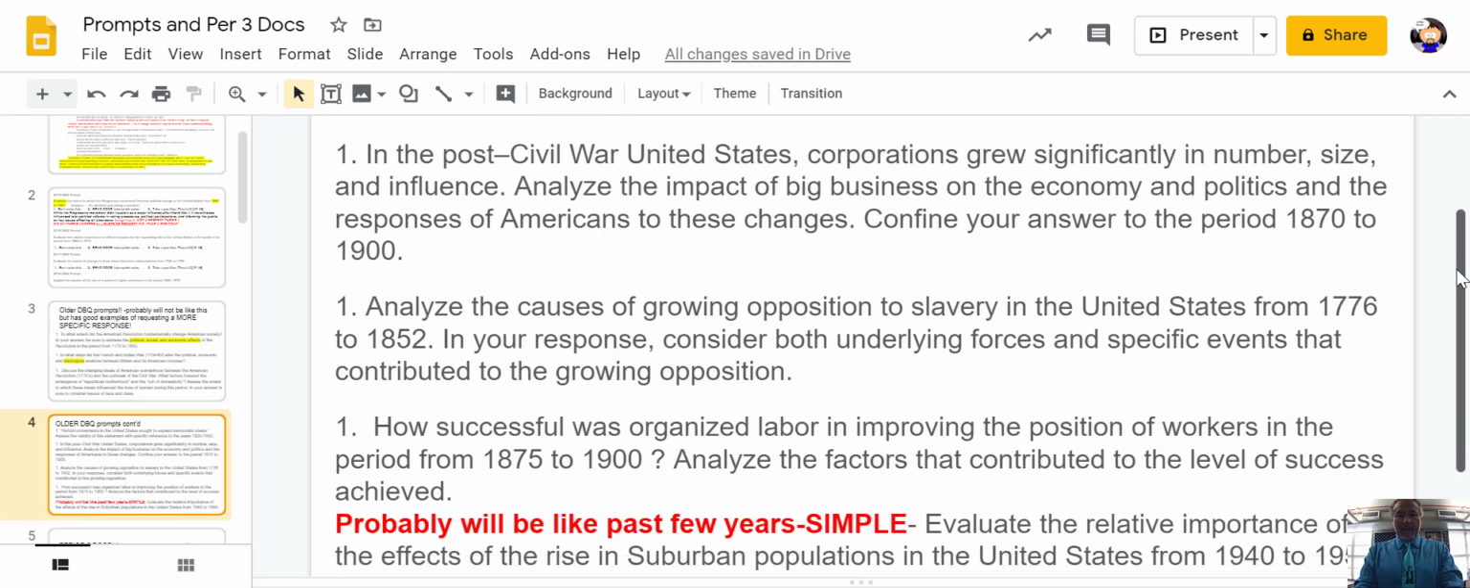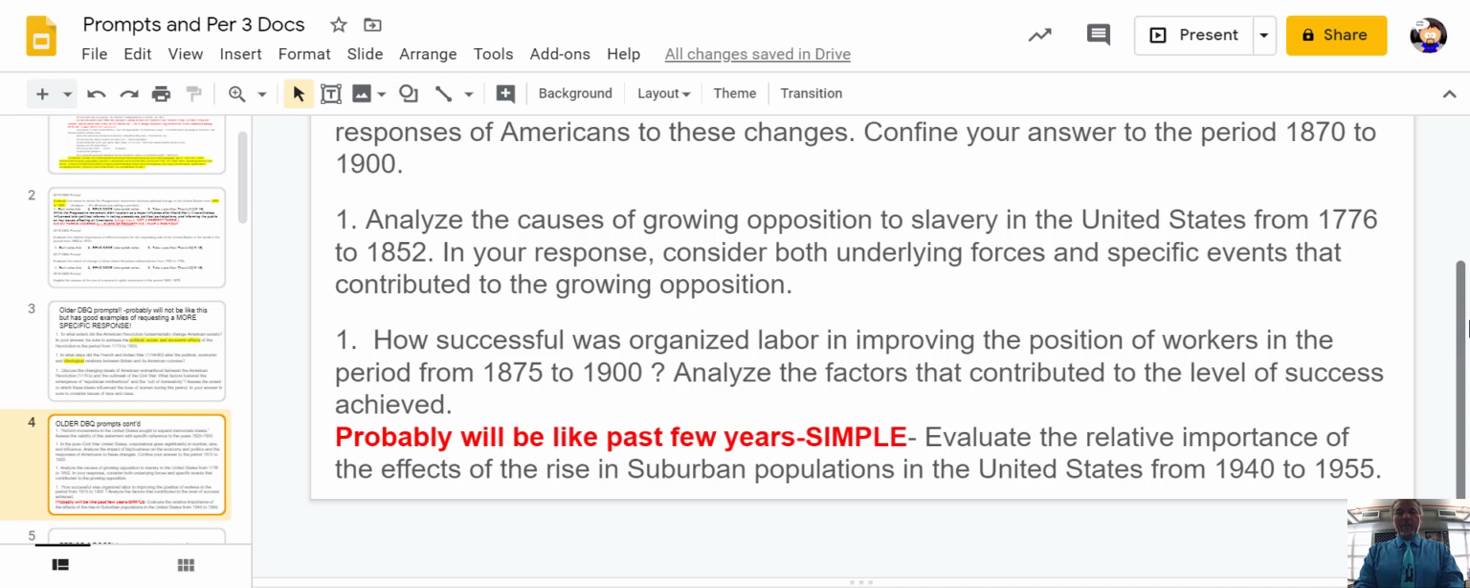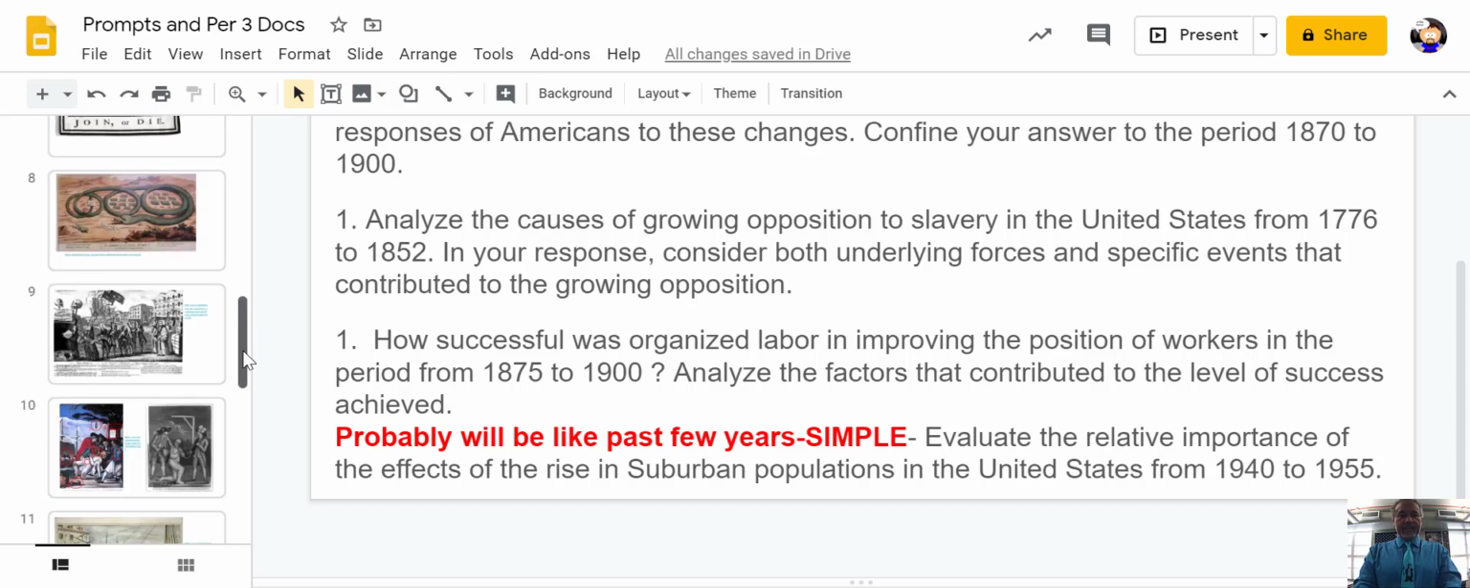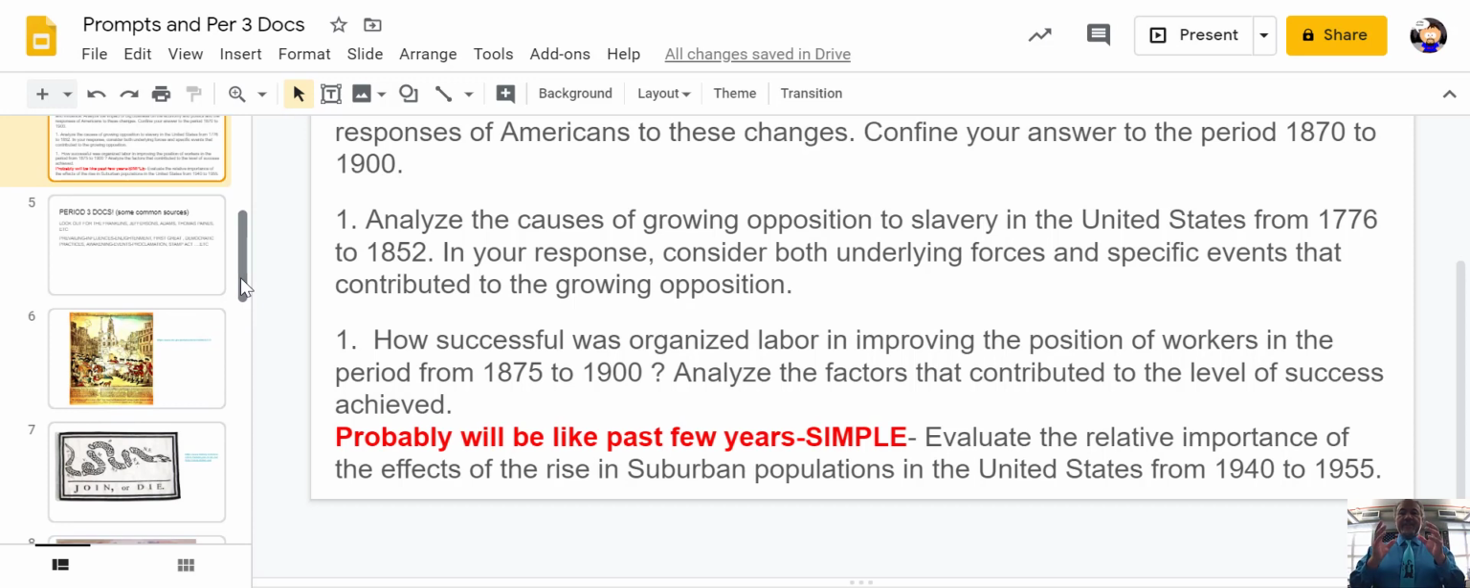And I had some more about post-Civil War. Probably it will be like the past few years, simple: evaluate the relative importance and effects of the rise in suburban population. It's something of that nature. So I would not get very discombobulated, feeling like you have to really, really prepare for a very complex prompt. But if you do see an "and" statement, make sure you do both parts and that your thesis and your essay address both parts. That could be the sneaky thing here for you.